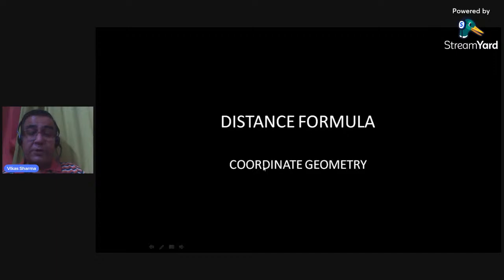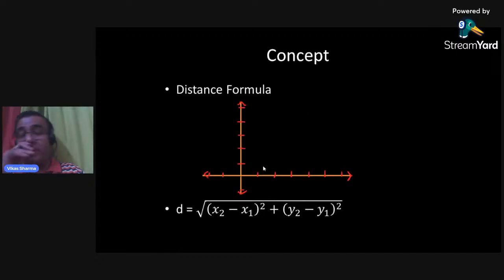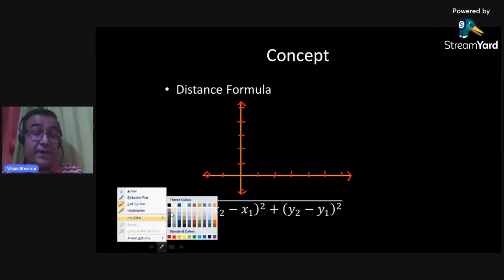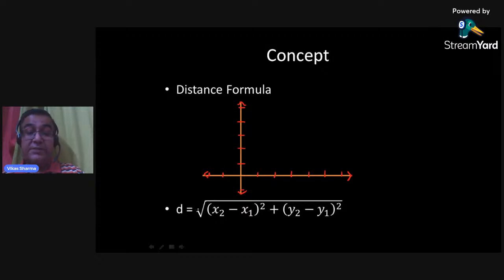Right. So moving on to the first concept of coordinate geometry, the distance formula, we are going to first derive how the distance formula is derived. Basically the distance formula, as you see at the bottom of the screen, is d, the distance between 2 points, equal to the square root of (x2 minus x1) whole square plus (y2 minus y1) whole square. I'll tell you how we derive this formula.